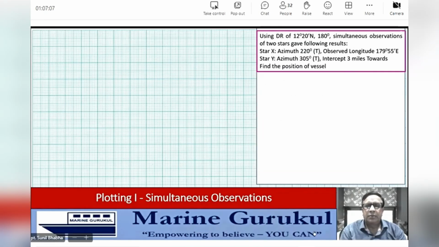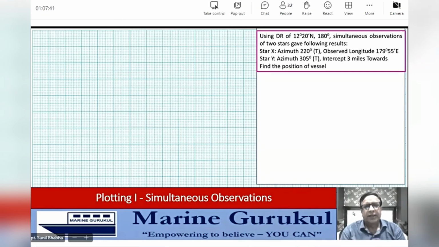One more example. Using DR 12 degrees 20 minutes north, 180 degrees, simultaneous observations of two stars gave the following results. Star X, azimuth 220 degrees true, observed long 179 degrees 55 minutes east. Star Y, azimuth 305 degrees true, intercept 3 miles towards. Find the vessel's position.